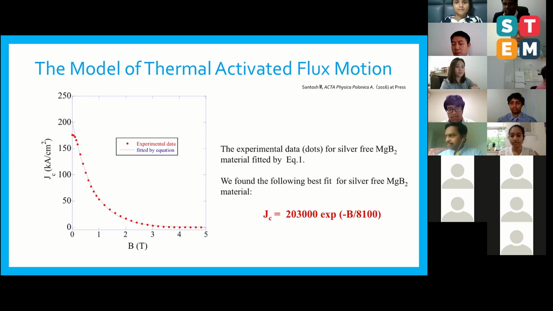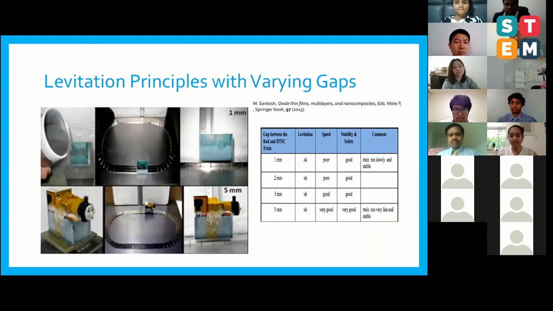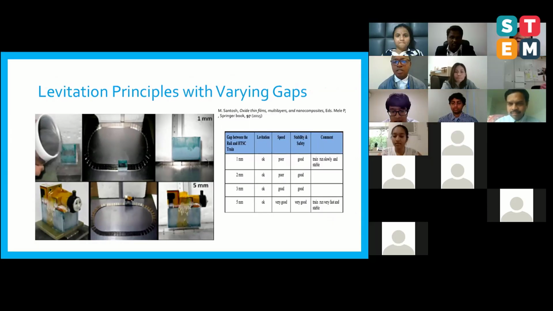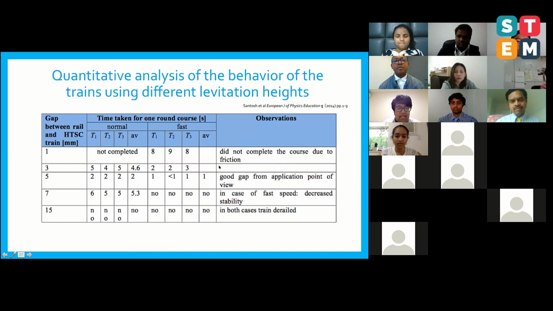Okay. Now my second question is about the maglev, the one we do in the lab. You showed that a 5 millimeter gap was optimum, where you obtained very good speed. My question is, how was this speed at the lab level? Were you also able to record it? Yes, this is the graph where I was able to record. It was 2 seconds, 2 seconds, 2 seconds, and less than 1 second.